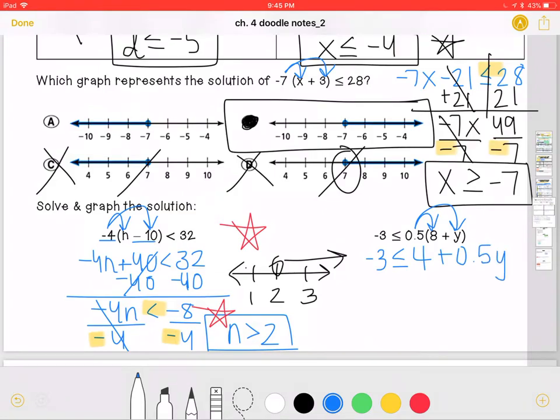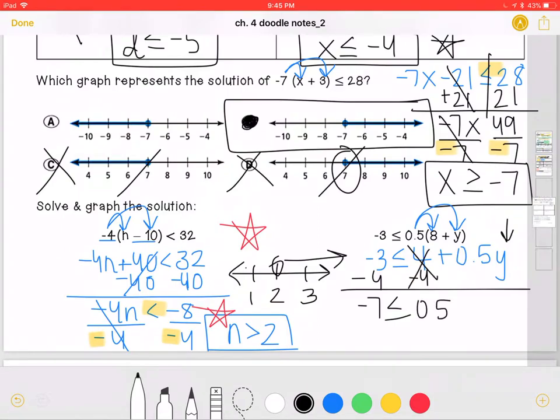Alrighty, let's solve this. Look at where we're adding 4. Look at where your y is. It's being multiplied by a half, but it's also being added by 4. So let's subtract 4 on both sides. Negative 3 and a negative 4 gives us a negative 7. This canceled, and we still have 1/2 y.